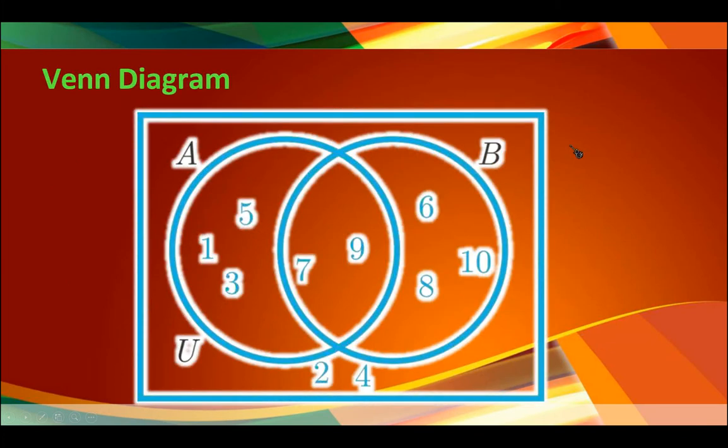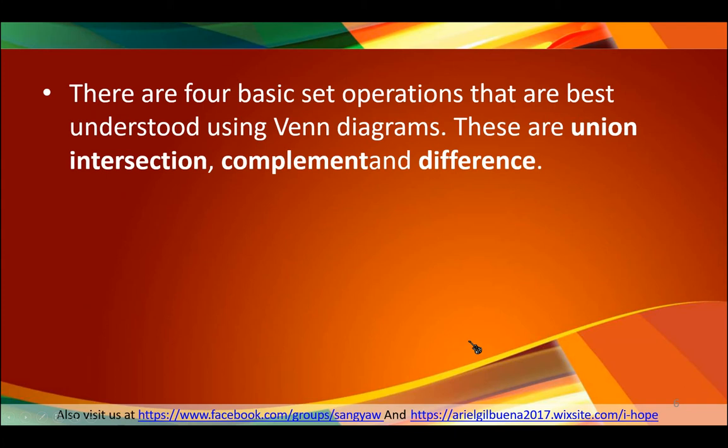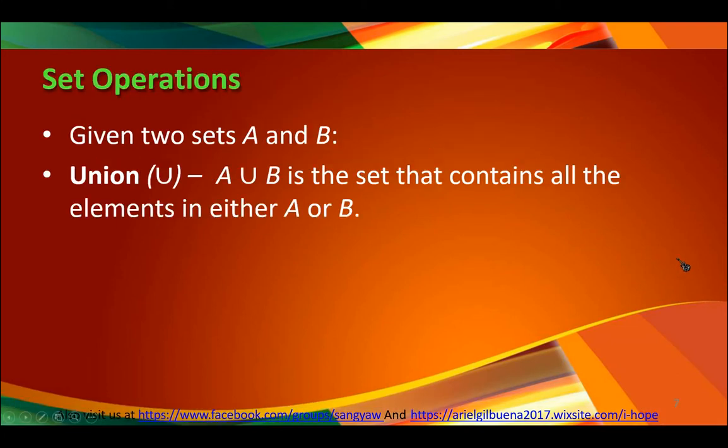Balikan natin. Yun po yung number 2, yan po yung number 4. So, they don't belong to any set inside set A or set B. Now, there are 4 basic set operations that are best understood using Venn diagrams. These are what we call union, intersection, complement, and difference. Isa-isahin po natin sila. So, ito muna yung set operations natin.